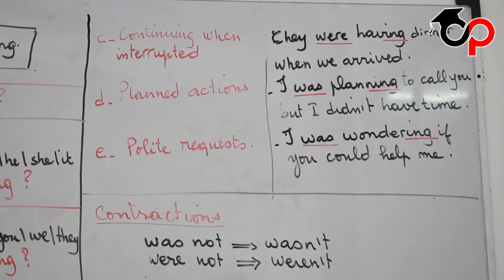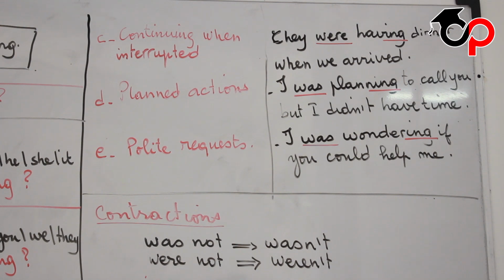For another example, we can say, I was watching TV when the bell rang. Okay, so watching is a continuous action. I didn't stop watching TV. Or they didn't stop having dinner, they continued. But they were interrupted by our arrival. Okay?